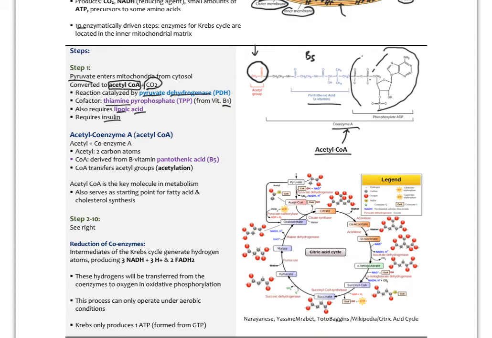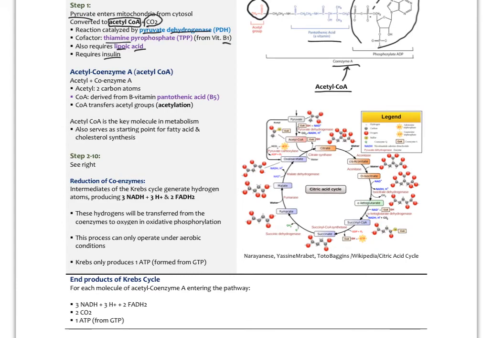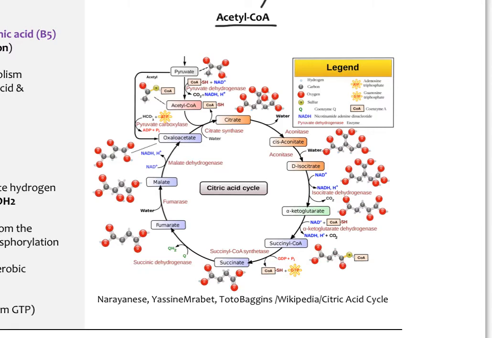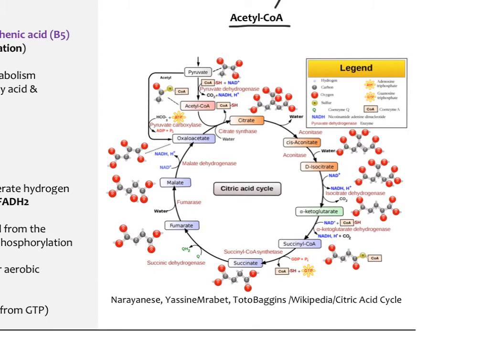The next steps, steps 2 through 10, we could spend a whole lecture on, and I don't want to belabor it, but I want to summarize what happens. So let me blow up this diagram here. This is the citric acid cycle. Each one of these little blocks is a different compound in the citric acid cycle, and each of these is an enzyme. So here we have aconitase. We'll start here with citrate synthase. Here is the acetyl-CoA we just talked about. The very first step of the citric acid cycle is for acetyl-CoA to combine with a molecule called oxaloacetate. Oxaloacetate is found inside the mitochondria. It combines with acetyl-CoA, and there's an enzyme that brings that together called citrate synthase. So that's the first step here.